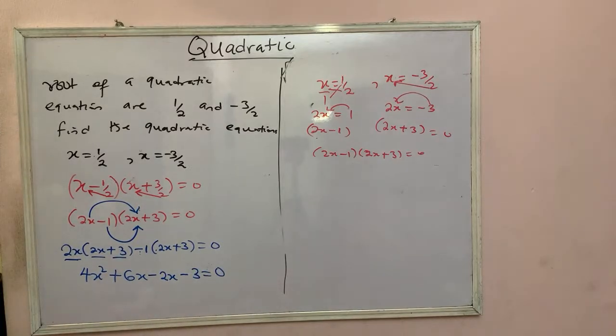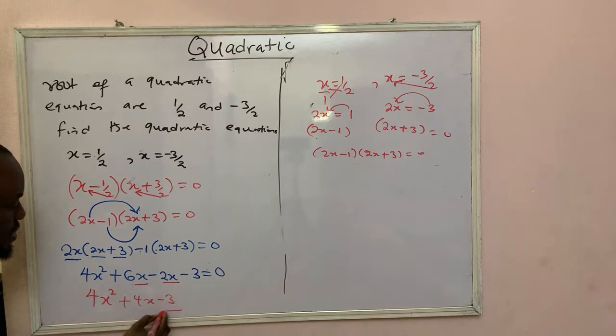Now, we want to simplify this. You can see that these and these are like terms because they just contain the x variable. This has x squared, this is a constant. So finally, I can say 4x squared, then 6x minus 2x will give me plus 4x, minus 3. So this is what we got for the solution of that function. You can copy that very quickly and then let's solve another problem.